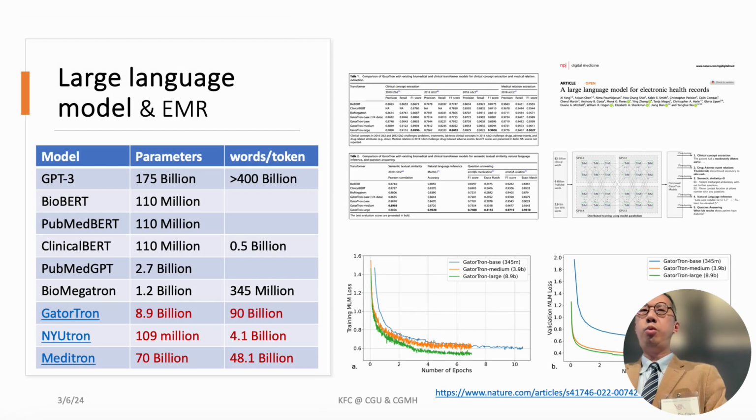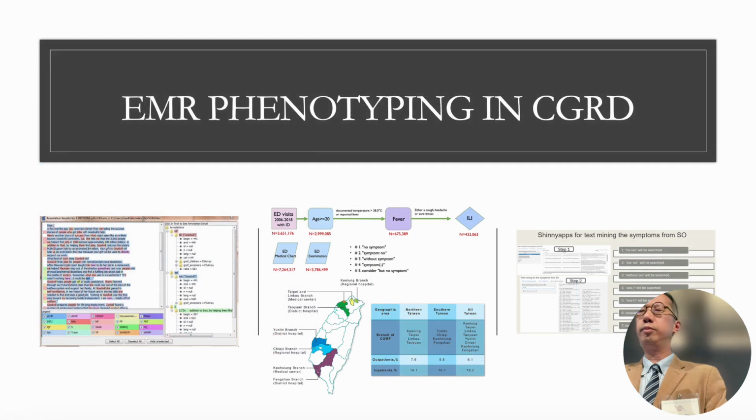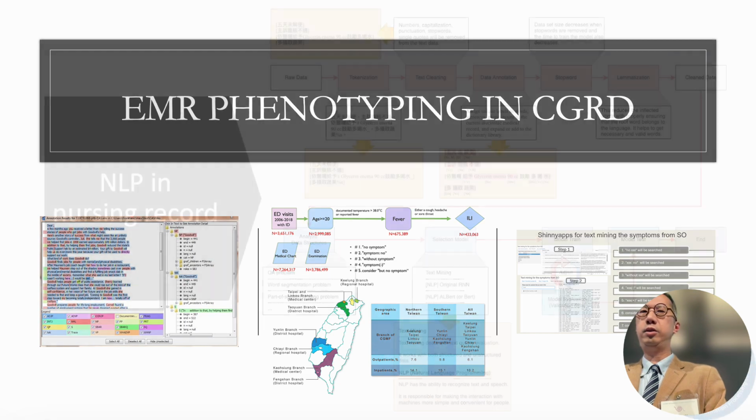2023 saw rapid development in large language models with significant implications for the medical field. We've explored models like GatorTron, Megatron, and Meta-Tron, which offer enhanced capability over earlier models like BioBERT and ClinicalBERT. By applying state-of-the-art NLP methods, we've begun to extract meaningful phenotypic information from EMRs, previously unattainable with conventional data processing techniques.